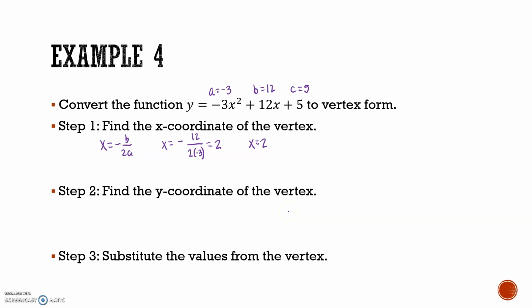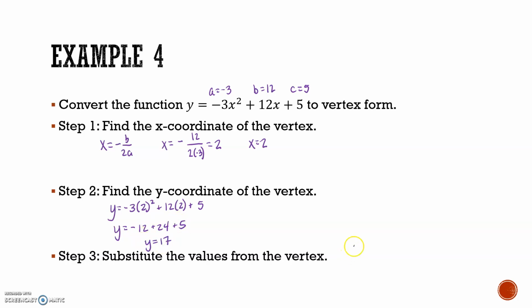And then find the y-coordinate of the vertex. So we've got x equals 2, so I'm going to do y equals negative 3 times 2 squared plus 12 times 2 plus 5. And we're going to have y equals 2 squared is 4, negative 3 times 4 is negative 12, plus 24 plus 5. So this would give me 12 plus 5 is 17.